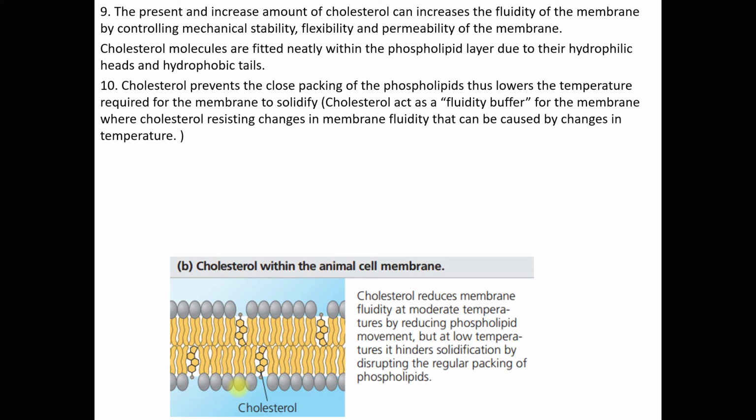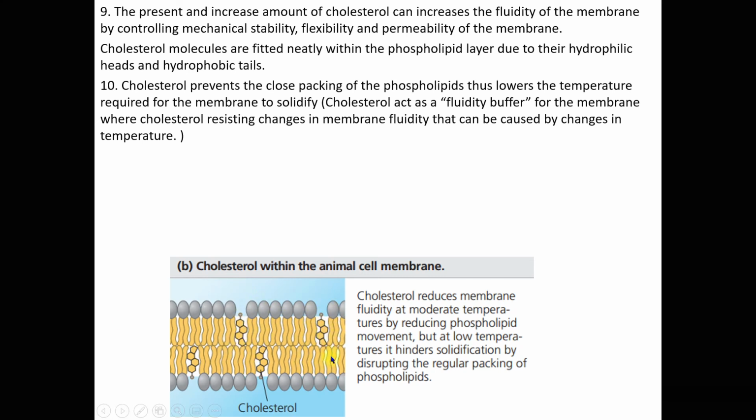So we can say that this cholesterol acts as a fluidity buffer for the membrane, where cholesterol resists changes in the membrane fluidity that can be caused by changes in temperature. So at low temperature, this cholesterol prevents solidification by disrupting the regular packing of the phospholipids. So ada sebab lah kenapa kolesterol ni di sini, right?